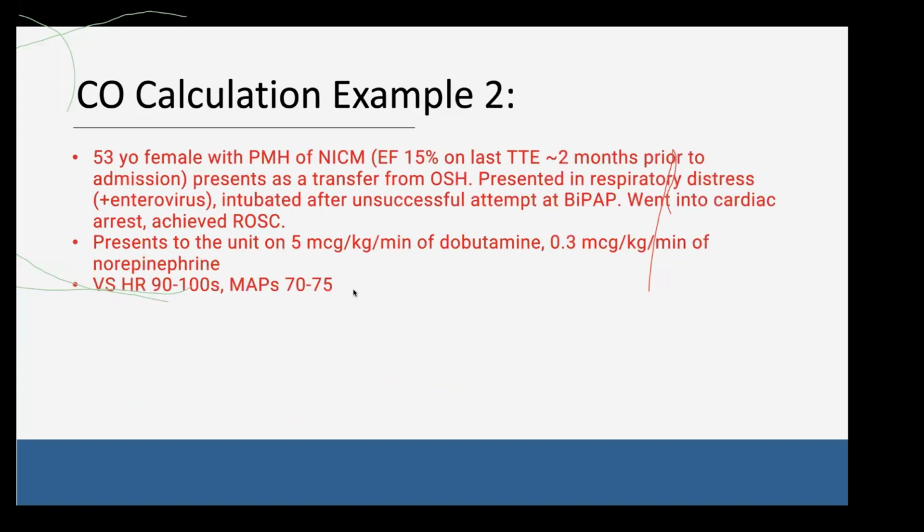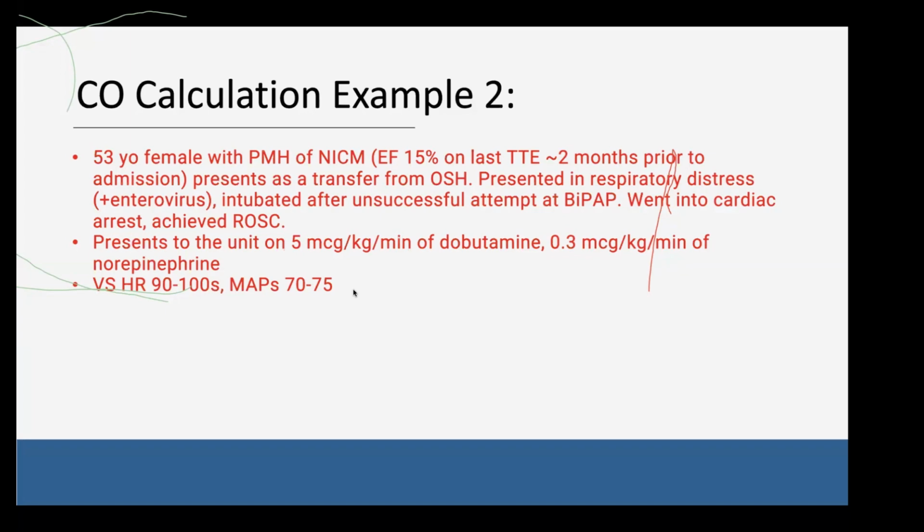This is a non-surgical patient who presented to the unit. She was a 53-year-old female with a past medical history of non-ischemic cardiomyopathy. EF was 15% on last transthoracic echo about 2 months prior to admission, and presents as a transfer from outside hospital. Presented in respiratory distress and tested positive for enterovirus, was intubated after unsuccessful attempt at BiPAP, and then went into cardiac arrest, achieved ROSC, and was being transferred over to the unit.